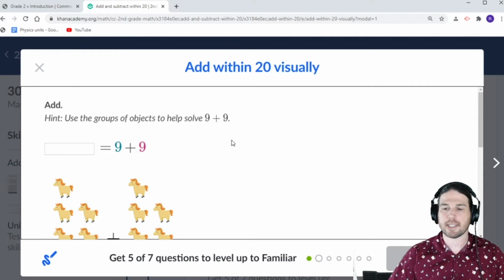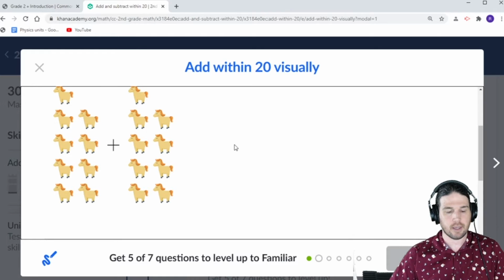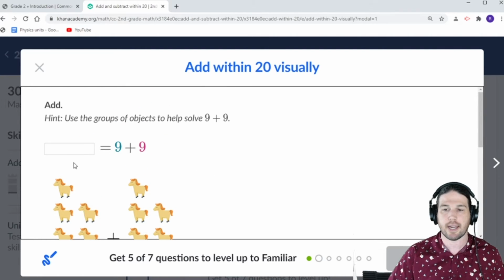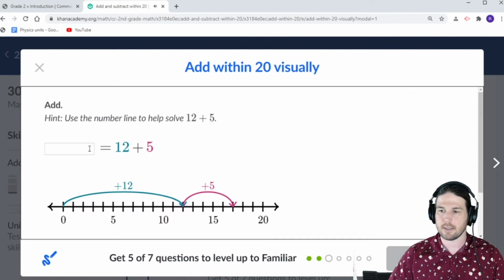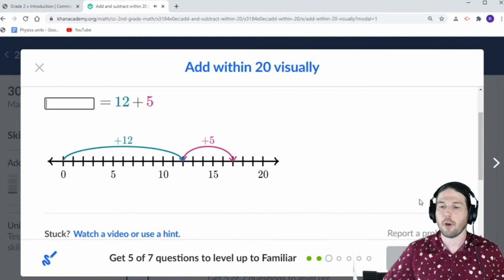So I'm just going to blitz through these. But they're the same thing. If the student doesn't remember how to add, they can just count. 9 plus 9 is 18. 12 plus 5. Oh, this is neat.